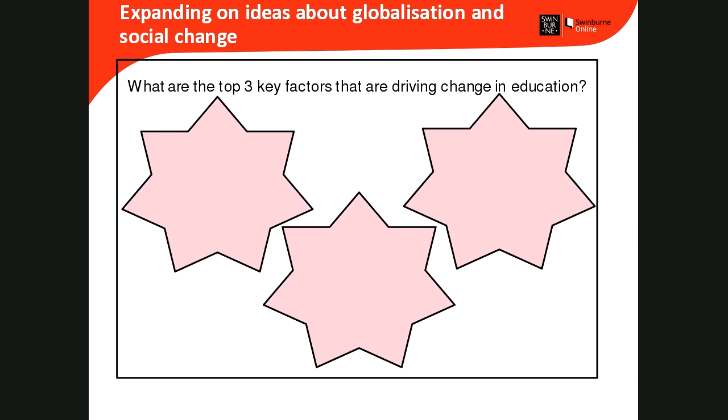Okay, so here we're going to expand on our ideas about globalisation and social change. So in your next essay, in assessment 1B, you're going to explain or use 3 key factors that are driving change in education. So we have globalisation and social change, which you have elaborated on in your first essay. But in this essay, you're going to need to add in another key factor. So we thought it'd be great to brainstorm some ideas here.